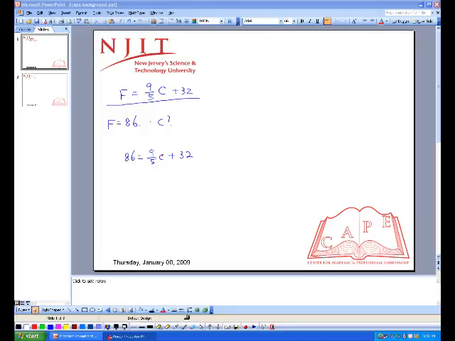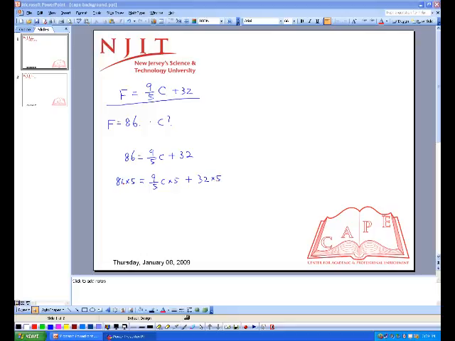Now we see that there's a fraction multiplying C and the denominator is 5. One of the easiest ways to deal with fractions in an equation is you simply multiply everything by that denominator in order to get rid of the denominator. So in this case, we'll try to do that. We're going to multiply everything by 5. So 86 multiplied by 5 is equal to 9 over 5 C multiplied by 5 plus 32 multiplied by 5.